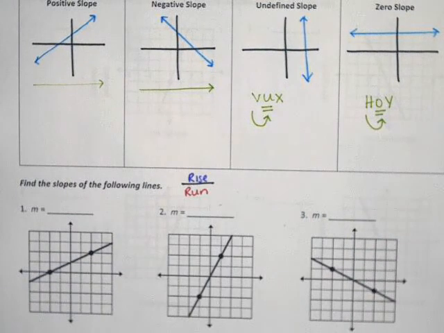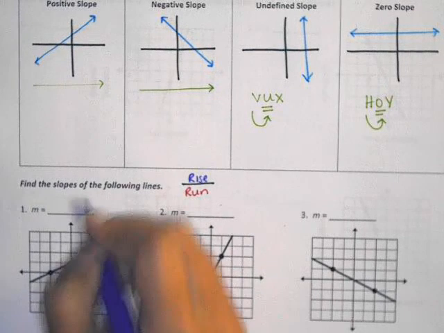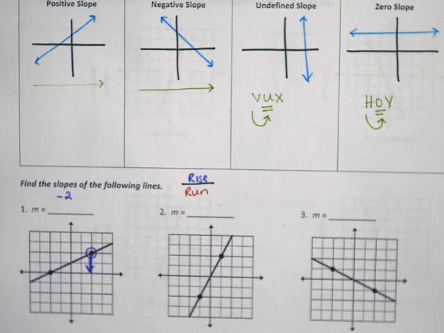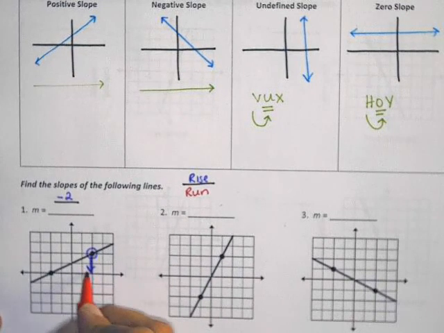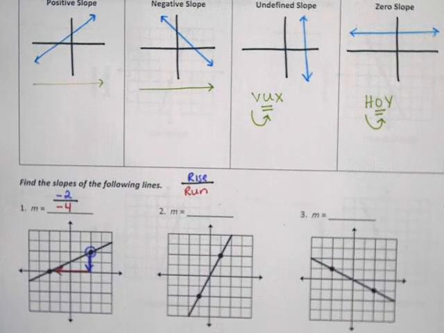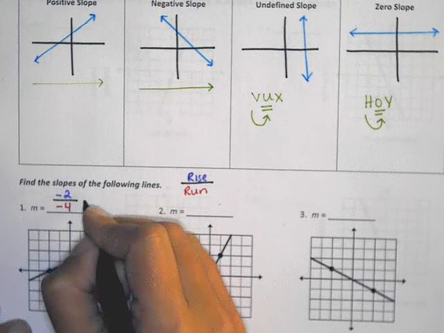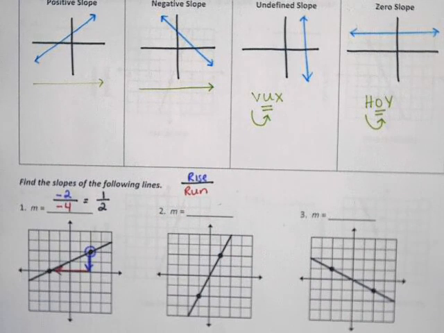So in the first example, you can start at either point. Let's start at this side this time. To get to the other point, I would go down 2 spaces. So my rise would be -2. Now I would also have to go left 4 spaces. Because I'm going left, it would also be negative. And -2/4 reduces to +1/2. Now you could use your calculator to reduce that fraction, or you could just know that 2/4 is 1/2.